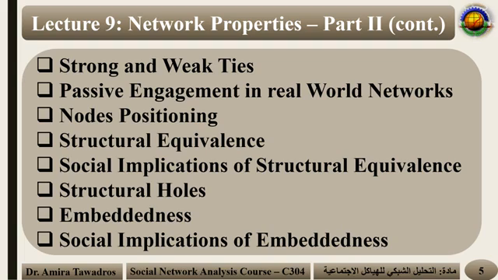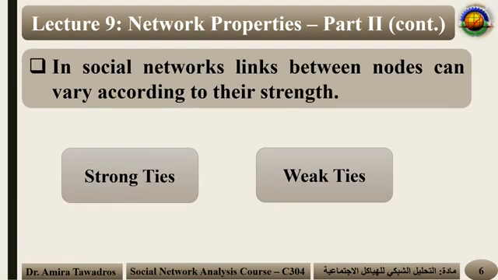Today, in lecture 9, we will continue discussing network properties through exploring the following concepts. We will explore the concept of strong and weak ties, passive engagement in real-world networks, nodes positioning, structural equivalence, and social implications of structural equivalence, structural holes, embeddedness, and social implications of embeddedness. Let's start with discussing the concept of strong and weak ties.